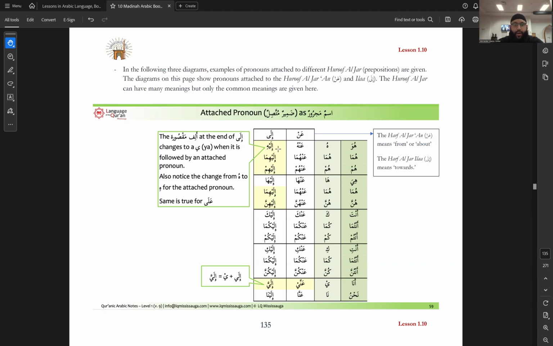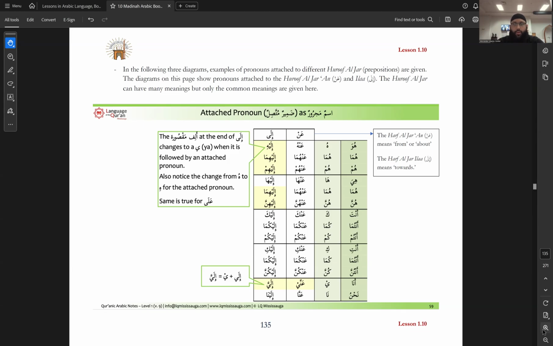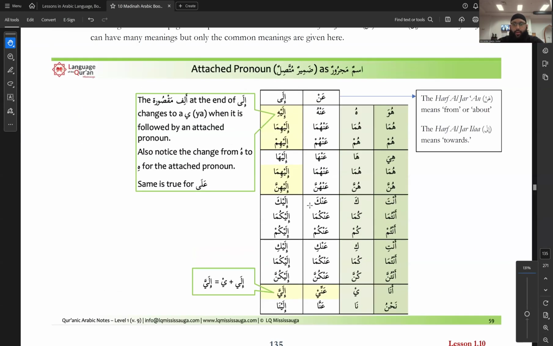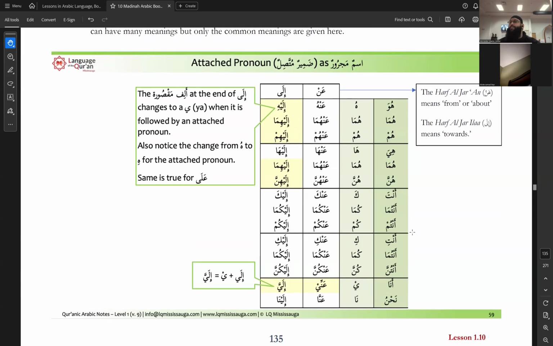So here you can see, for huwa and hu, you have these two words, an and ila. When you have an, you will say anhu. Okay, just like most words, you will say anhu. But when you have ila and then you put the ha at the end of ila, it turns into ilayhi. Ilayhi, not ilayhu, ilayhi. Okay, so we'll see that more in practice and with other ones as well.